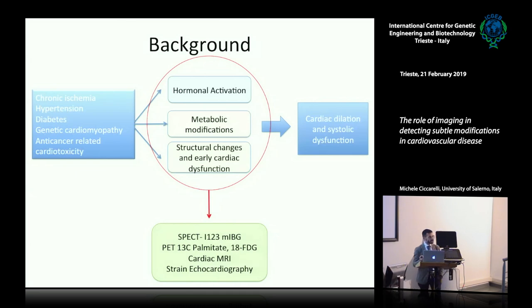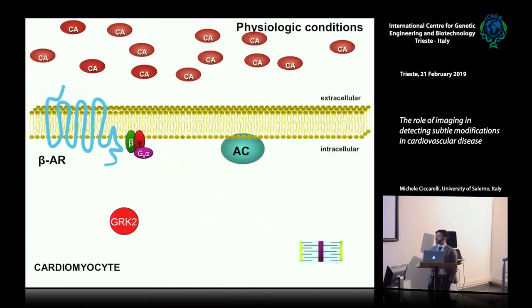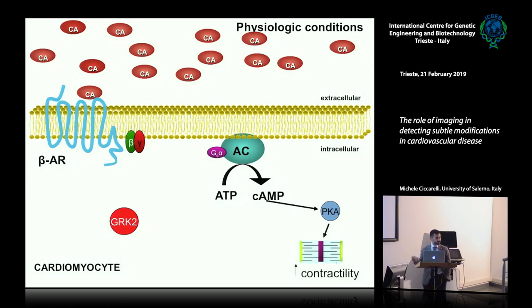To start with the first of the modifications, we cannot describe all the mechanisms included in the progression of heart failure. I would like to give you a summary of one of the principal mechanisms of remodeling and activation that we have during heart failure, which is related to increasing sympathetic activation, as we have, for example, during myocardial ischemia. We know that in physiological conditions, catecholamine binds the beta-adrenergic receptor, which is coupled to the trimeric G-alpha protein, which activates adenylate cyclase, increasing cyclic AMP and then activating protein kinase A, the second messenger with the effect on cardiac contractility.